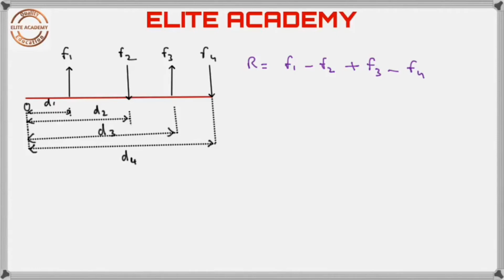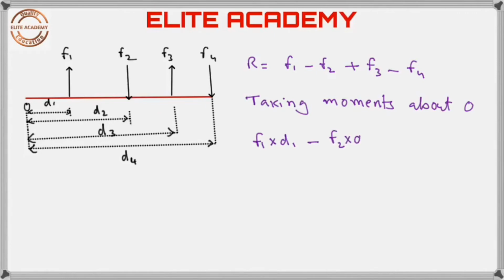Upward forces we are taking positive and downward forces we are taking negative. Therefore, F1 and F3 are positive and F2 and F4 are negative. Now, taking moment about point O, F1 into d1 minus F2 into d2 plus F3 into d3 minus F4 into d4. Positive moments for anti-clockwise and negative moments for clockwise moments.